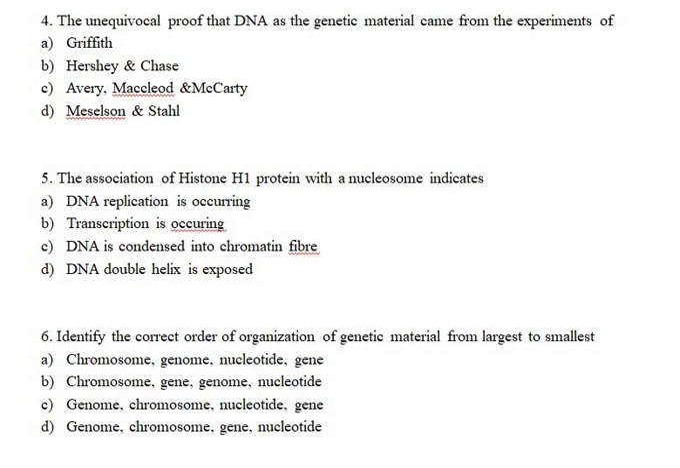Coming to question number 6. Identify the correct order of organization of genetic material from largest to smallest. Option A, chromosome, genome, nucleotide, gene. Here they are asking from largest to smallest. Option B, chromosome, gene, genome, nucleotide. Option C, genome, chromosome, nucleotide, gene. Option D, genome, chromosome, gene, nucleotide.